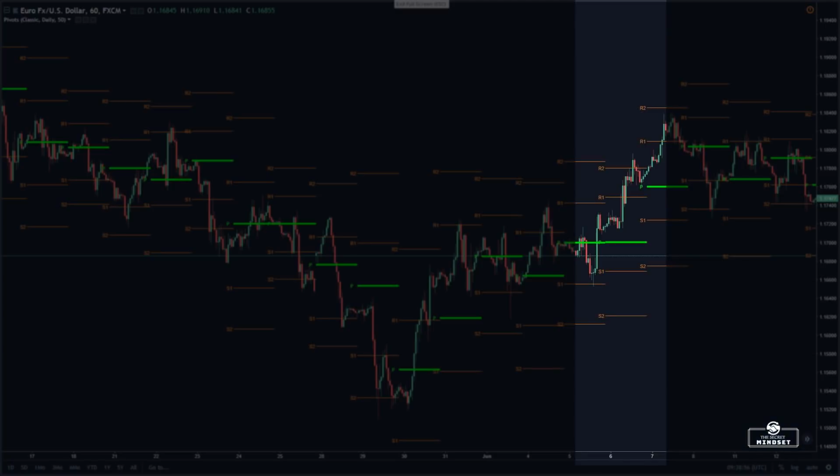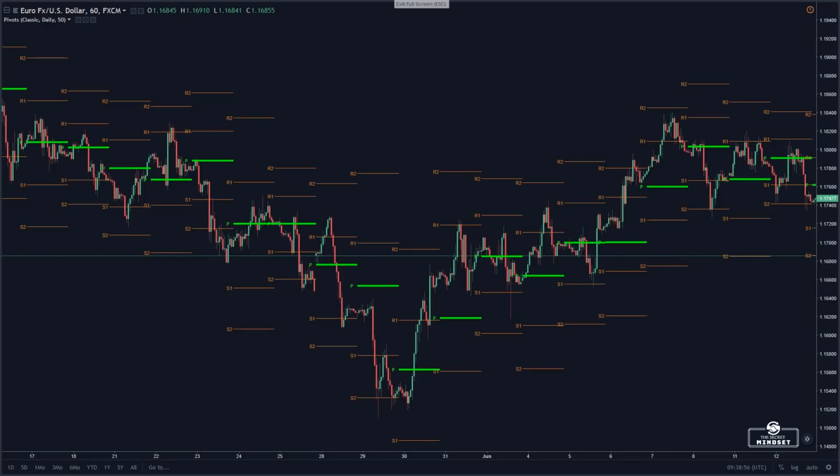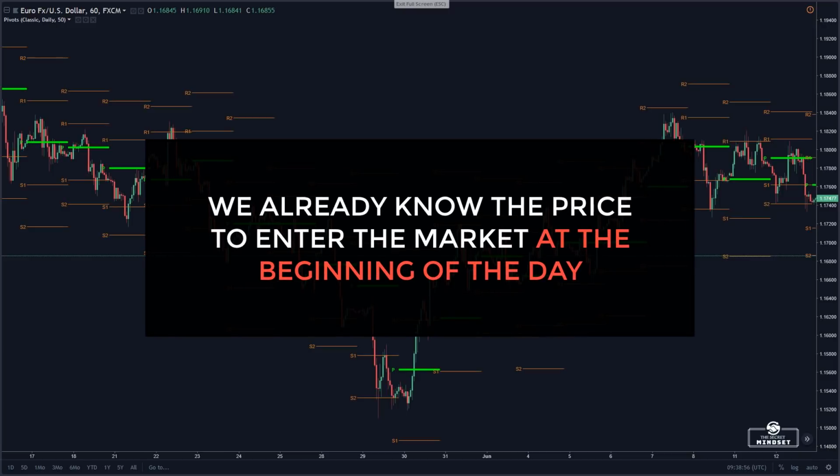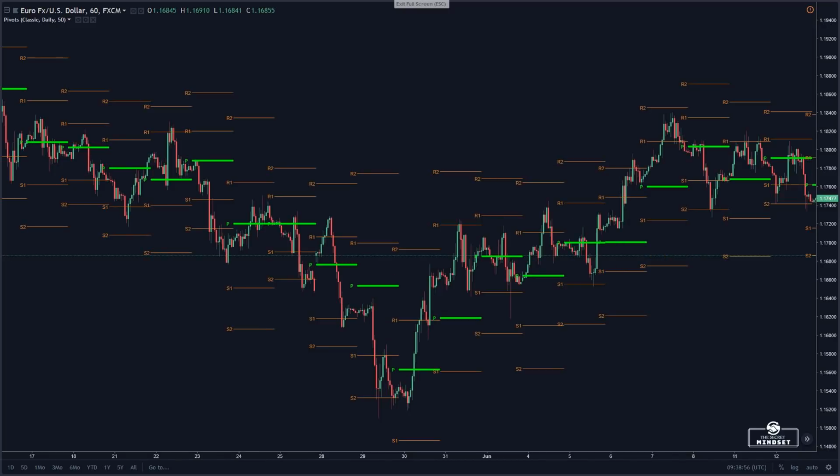If the price rises above the pivot, the first target is R1, and if the price continues to increase, the next target is R2. This strategy is very simple but is one of the most powerful ways that you can use the pivot points. By using the central pivot point, at the beginning of the day we already know at what price we will enter the market. We just need to time the market and enter in the direction of the main trend.